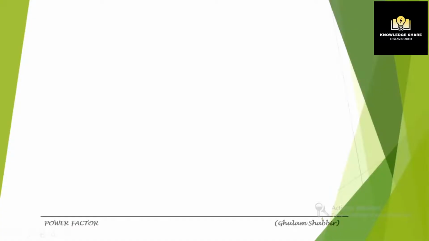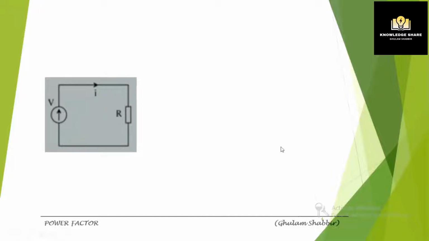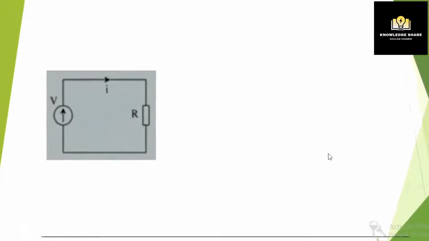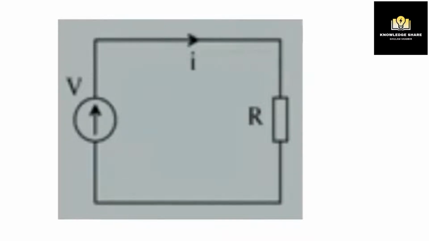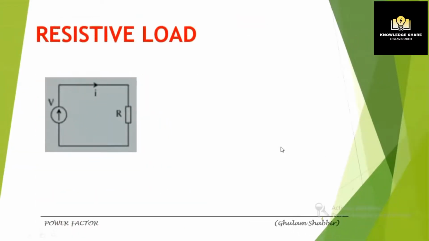Therefore, there are three types of loads: pure resistance, pure inductance, or pure capacitance. These three are the basics to understand the concept of a power factor. So let us see. First we consider the following circuit. It is a simple circuit with a voltage source and a resistance. So we can call this a resistive load. You can see there is a current I flowing in the circuit.